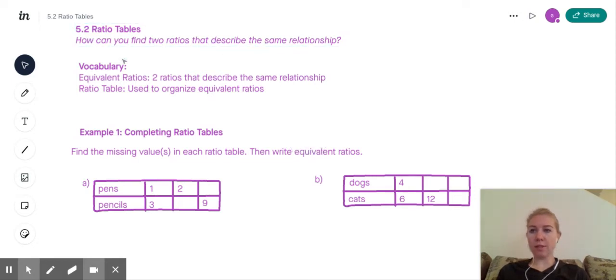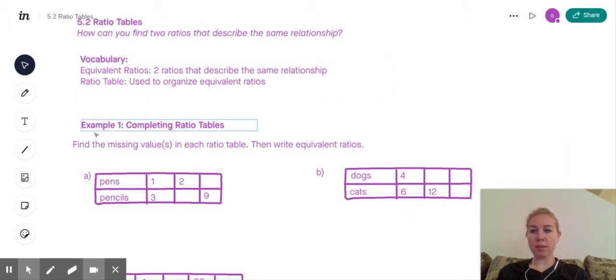All right, let's look at Chapter 5, Section 2, which is ratio tables. The essential question is, how can you find two ratios that describe the same relationship? Vocabulary. So we have equivalent ratios, which are two ratios that describe the same relationship, and ratio table, which is used to organize equivalent ratios.